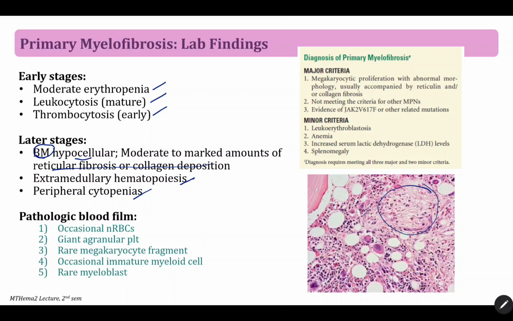Now, the pathologic blood film of patients with PM shows occasional nucleated RBCs, giant agranular platelets, a rare megakaryocyte fragment, occasional immature myeloid cells, and rare myeloblasts. Now, take note also of the diagnostic criteria for primary myelofibrosis. According to the WHO, the diagnosis requires meeting all the major criteria and 2 out of 4 minor criteria to be able to be diagnosed with primary myelofibrosis.